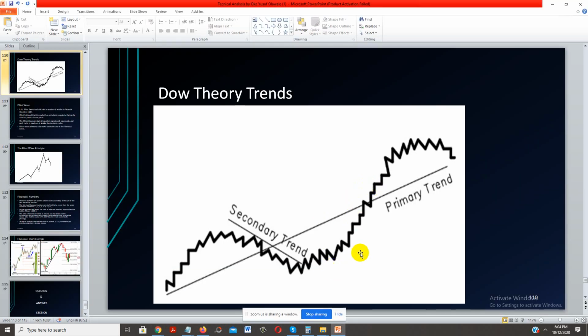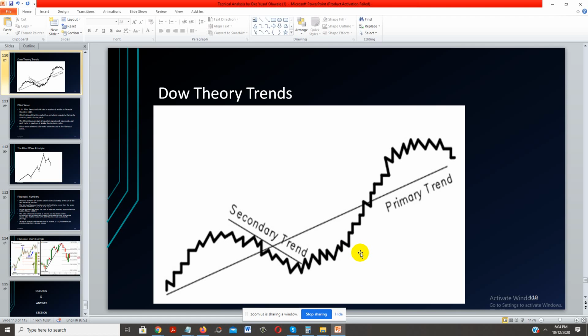Okay, if you look at this Dow theory trend here, you see the primary trend is an uptrend. Now there was a downward trend, which is the secondary trend. But anybody who is looking at it from the longer time frame will understand what the primary trend is.